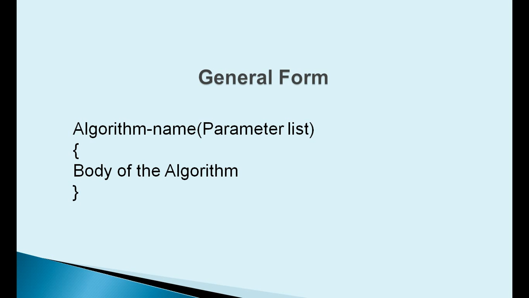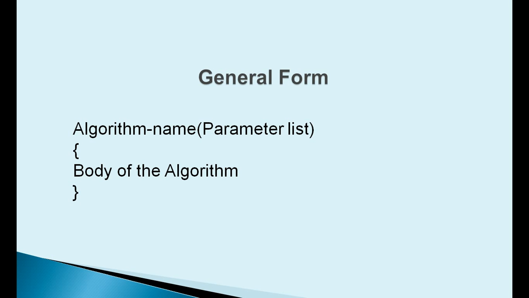Control abstraction for the divide and conquer method. Algorithm DAndC with parameter list P. If Small(P), then return S(P). Else divide P into smaller instances P1, P2, up to Pk, where k is greater than or equal to 1 and at most n. Apply DAndC to each of these subproblems. Return Combine(DAndC(P1), DAndC(P2), up to DAndC(Pk)).